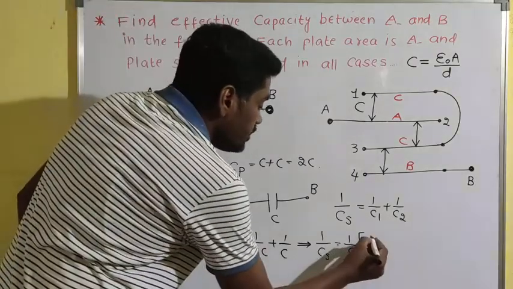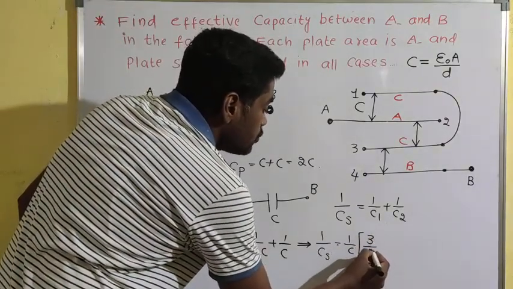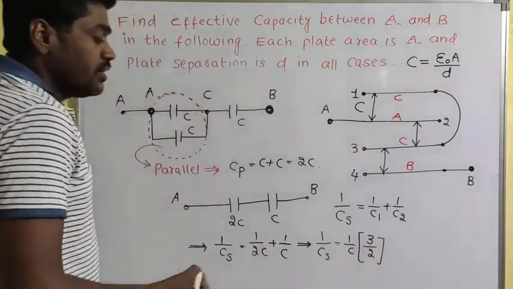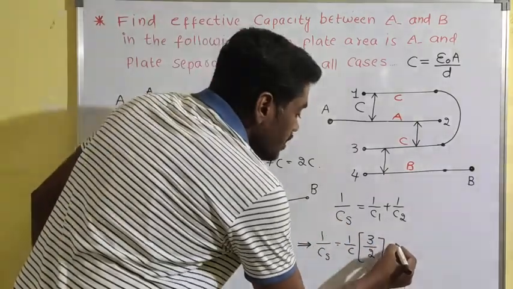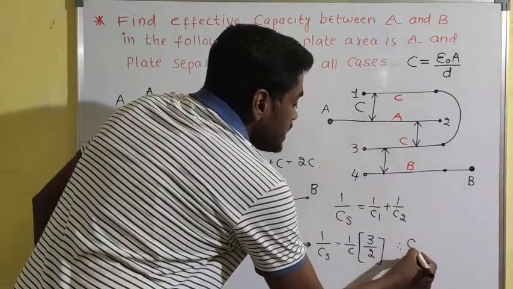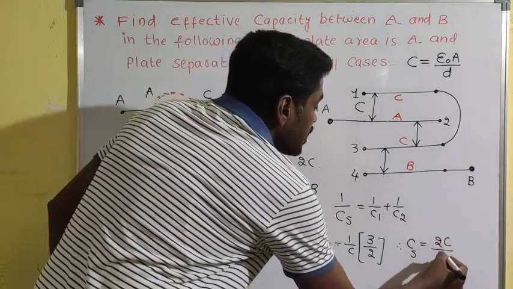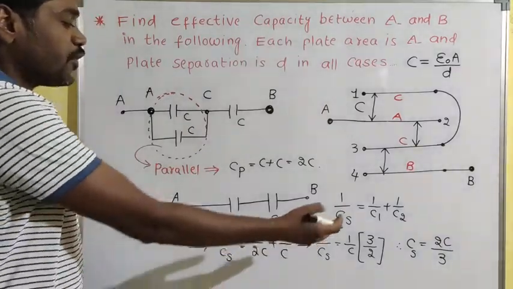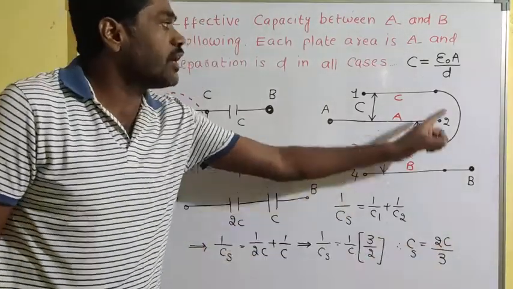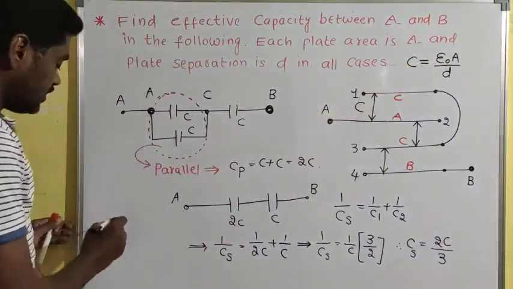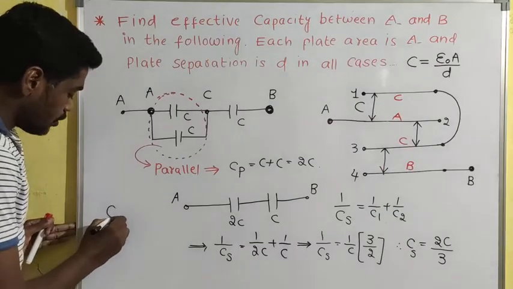That is the answer. 3 by 2 you are getting after simplification. So after simplification, CS is equal to 2C by 3. Now you substitute the C value there, and you can get the answer. The final answer is the effective capacitance.